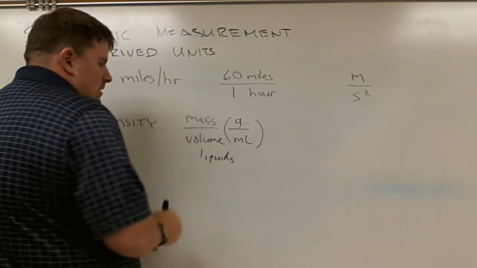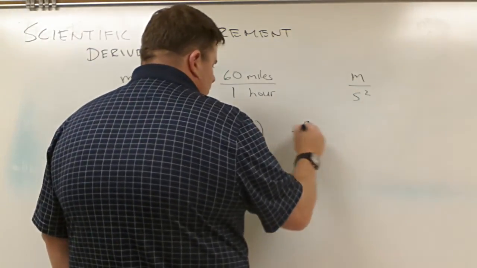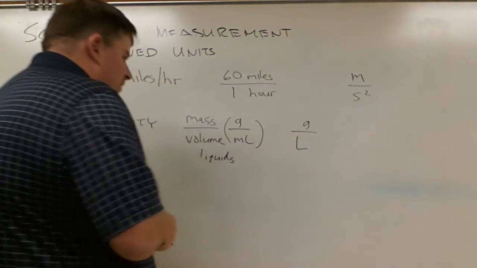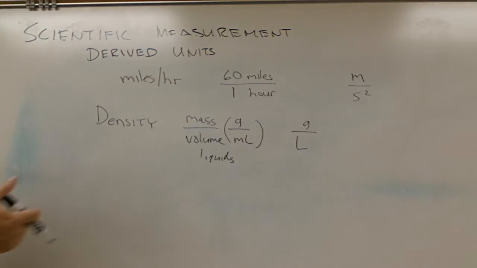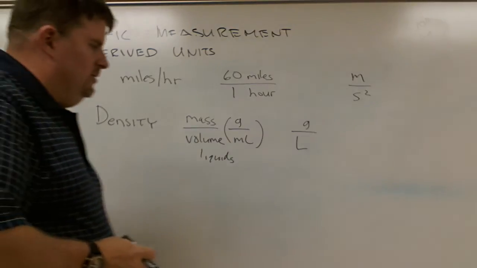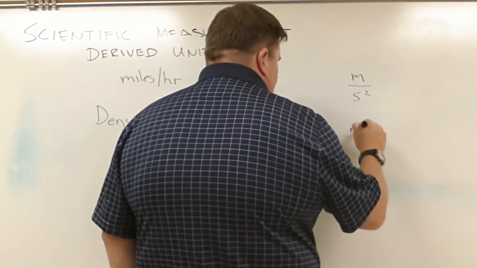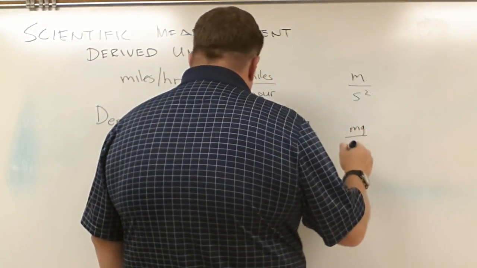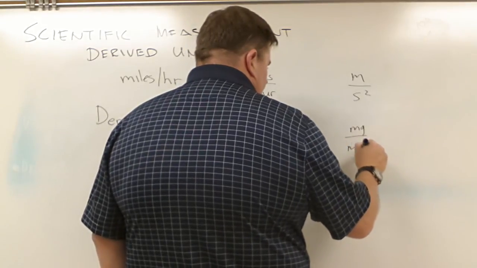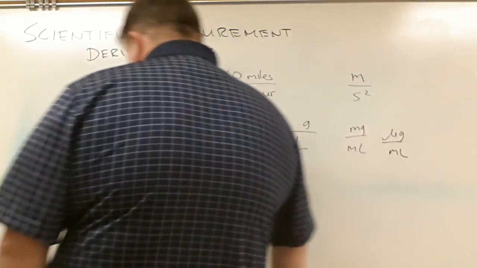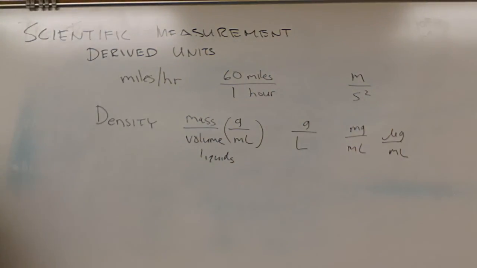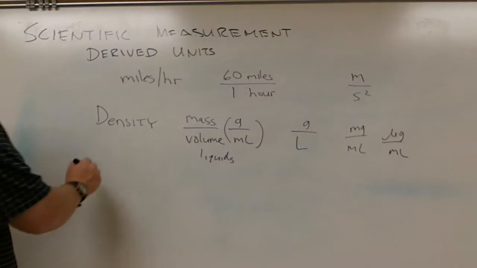When you get to gases, you can be talking about grams per liter. That's another measurement of density. Anytime you have mass versus volume, it's density. Okay? So grams per milliliter. You can have milligrams per milliliter. You can have micrograms per milliliter. Okay? Again, all of these are density measurements. They can also be measurements of concentration as well.